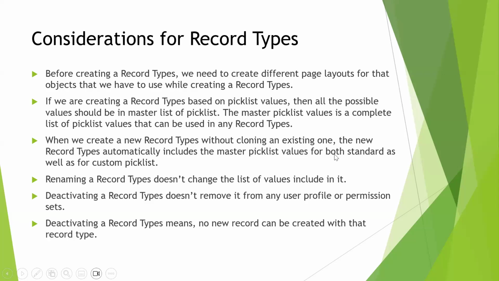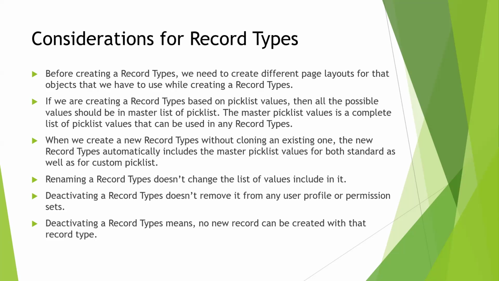Second, if we are creating a record type based on pick list value, then all the possible values should be in the master list of the pick list, right? The master pick list values is a complete list of pick list values that can be used in any record type, right? See, I have the master list, and I have chosen all programming books in programming, and in non-programming all non-programming books in my second pick list value. So in this way we can choose the pick list values from our complete list, right?